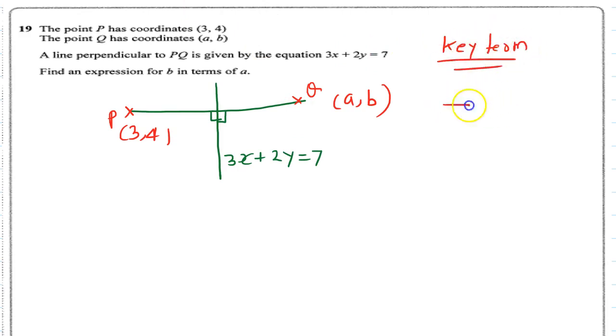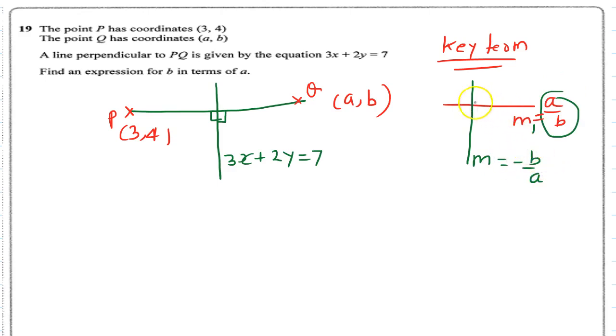The key term is: if any line has gradient m equal to a over b, and the line which is perpendicular to this has gradient, suppose it is m1, then it will be the negative reciprocal of this, that is minus b over a. Okay, so let's calculate the gradient of this line.